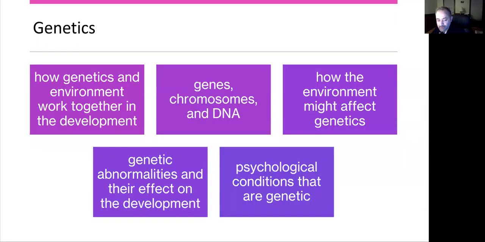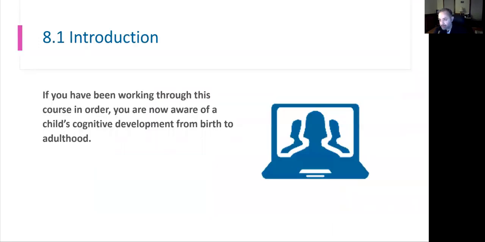So what we will be covering in genetics is how genetics and the environment work together in development: genes, chromosomes, and DNA, how the environment might affect genetics, genetic abnormalities and their effects on development, and psychological conditions that are genetic. So we'll be covering somewhat all of these 5 objectives, hopefully.